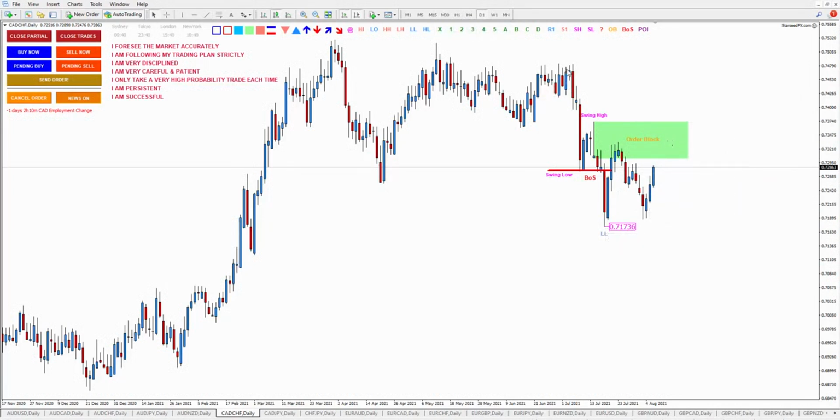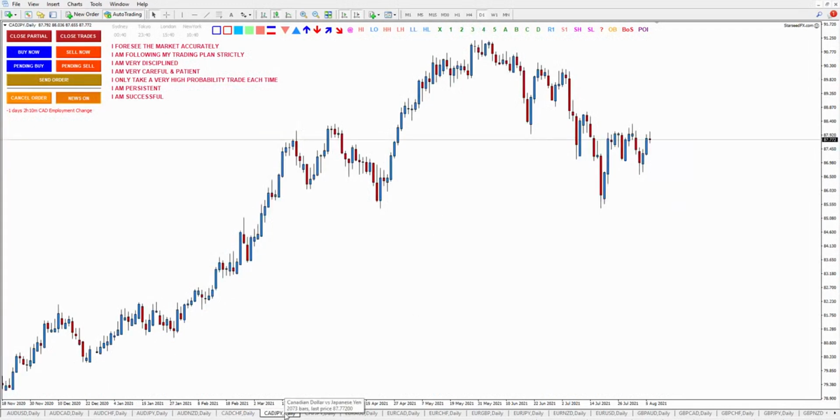So overall, this Canadian Swiss franc is bearish, so you only want to focus on sell. If you are going back to a lower time frame, all you have to do is wait for breaks below and look for your order block. All right, now let's go to Canadian Yen.